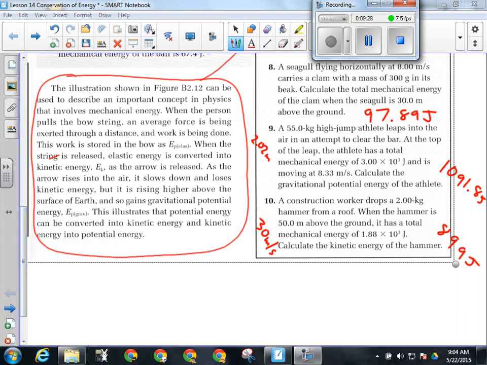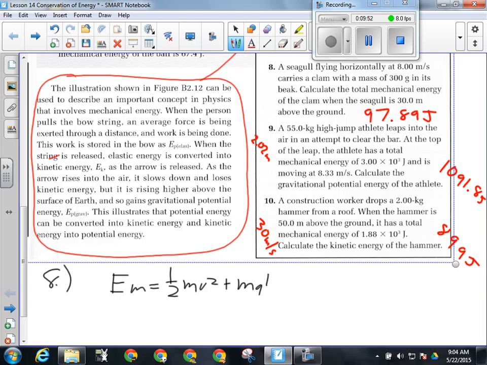Okay. So the big thing on question number 8 is the mass has to be in kilograms. If you didn't put the mass in kilograms, you're getting an answer that is way too big. So we need to find the total mechanical energy in number 8. That means the kinetic energy, 1/2 mv squared, plus the potential energy, m times g times h. So for this question, that's going to mean 1/2 times 0.3 times 8 squared, because the speed was 8.